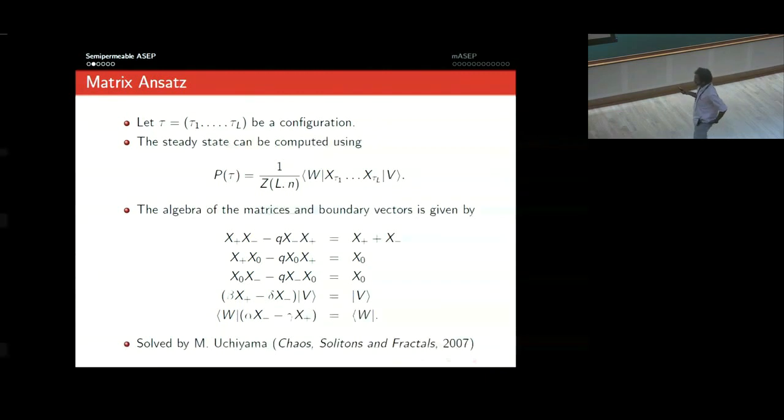So in this case, the steady state distribution can be calculated exactly through what is called a matrix Ansatz. The steady state probabilities can be written as a product of matrices which depend on the state that you're looking at. If the state is tau 1 to tau L, you have X sub tau 1 up to X sub tau L, and you sandwich it by a bra and ket vector, and you get a number. And that's essentially the steady state probability up to some normalization. And so these matrices satisfy this algebra, and this problem was solved exactly by this Japanese gentleman.